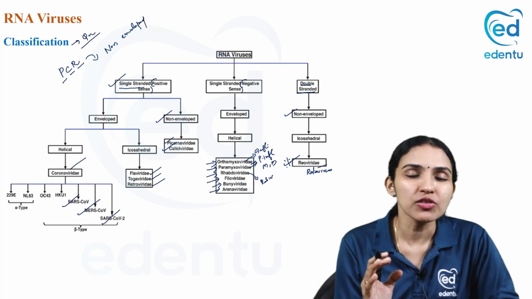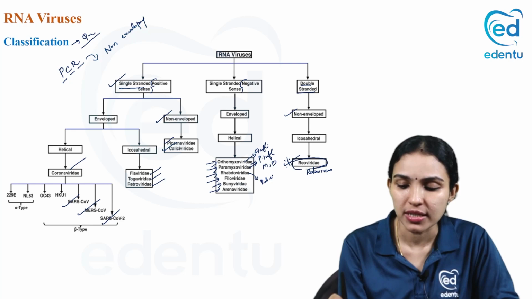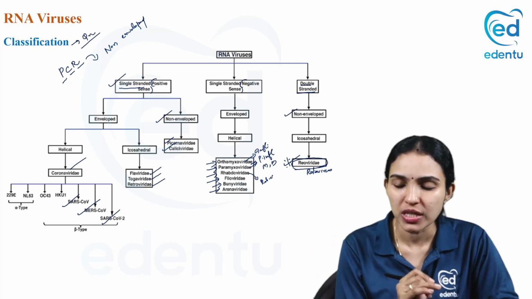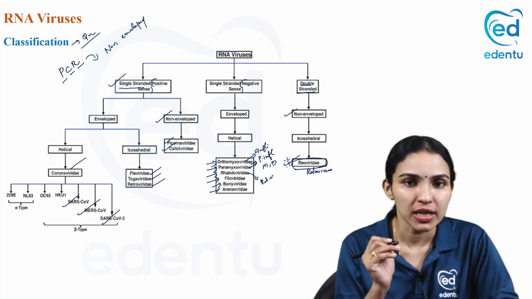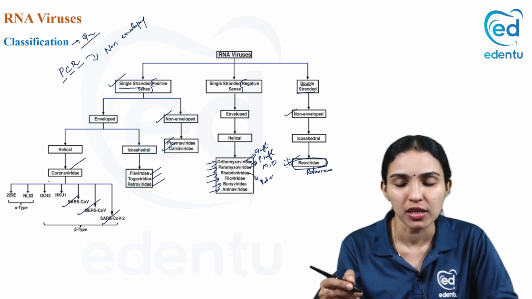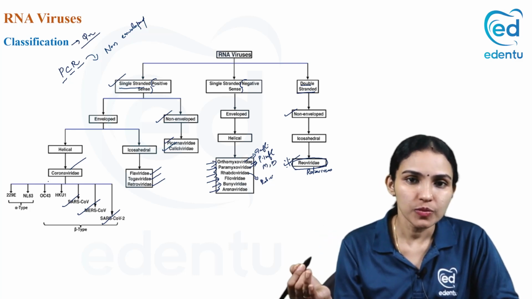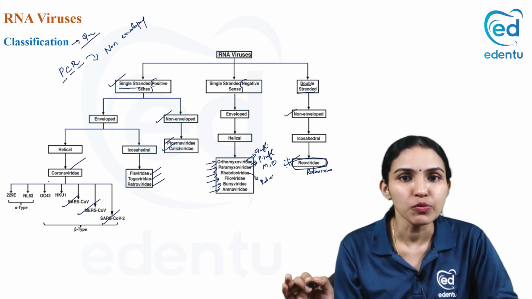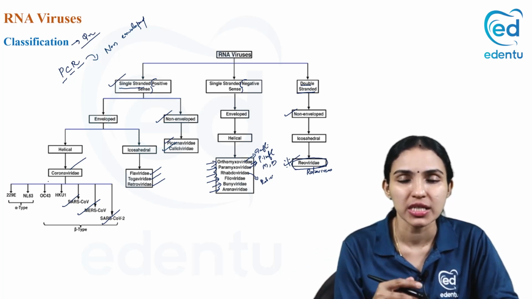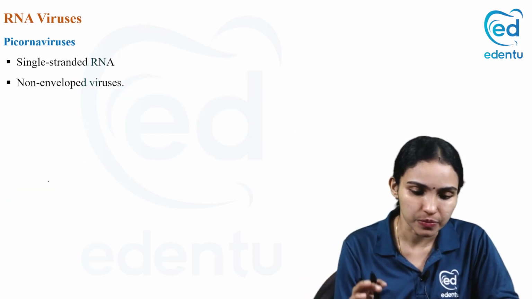So at least you can remember single-stranded RNA and double-stranded RNA. Double-stranded RNA, there is only one, that is Reoviridae, and single-stranded RNA, you have enveloped and non-enveloped ones. The non-enveloped ones are Picorna and Calici, and all others are enveloped, including Corona, Flavi, Toga, Orthomyxo, Paramyxo, Rhabdo, Retro, Filo and all. And the only double-stranded RNA virus, which is non-enveloped, is Reoviridae. So this is the classification. Just make a list of single-stranded, double-stranded, enveloped and non-enveloped, and you'll be able to recollect it for the exam.